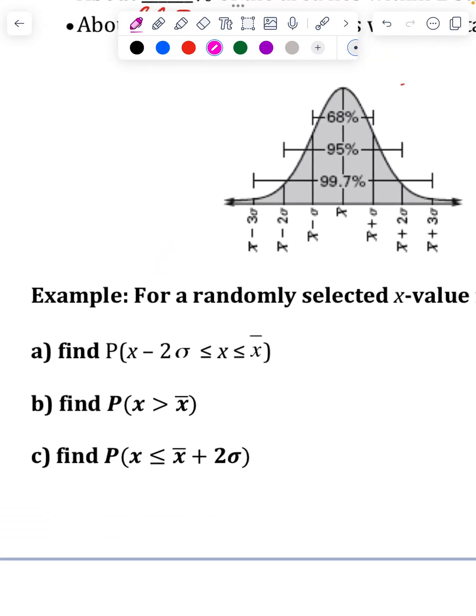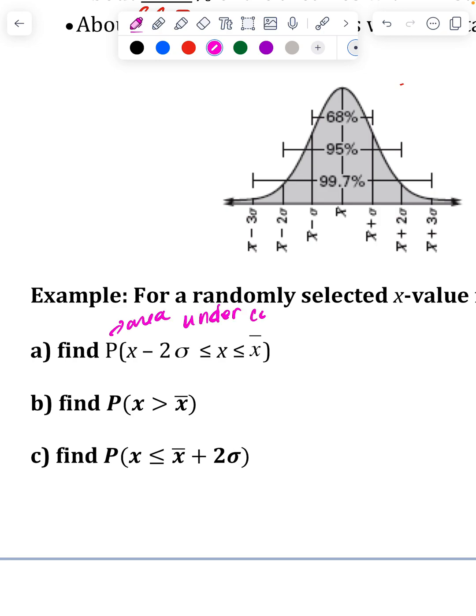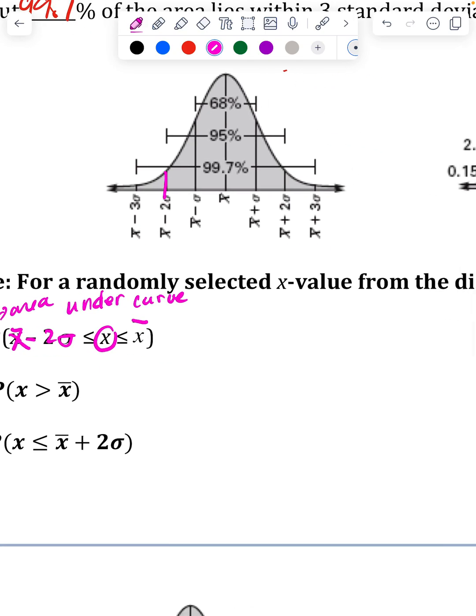So in this first problem, you are finding the probability, meaning the area under this curve, because that's what this calculates. So the probability is the area under the normal curve of something between the mean and x, the mean, minus 2 standard deviations. So find that. Here is x minus 2 standard deviations, and here is the mean. So they're asking you about these two pieces.